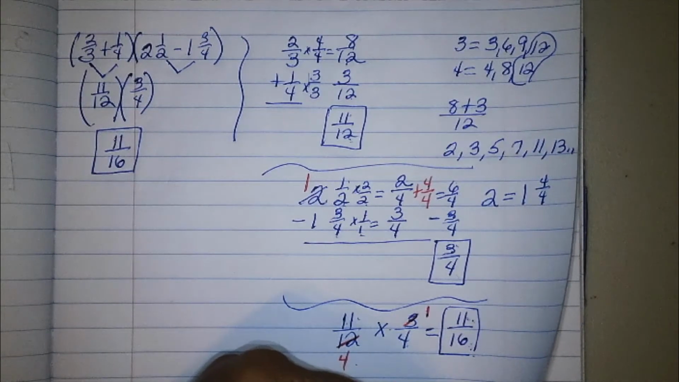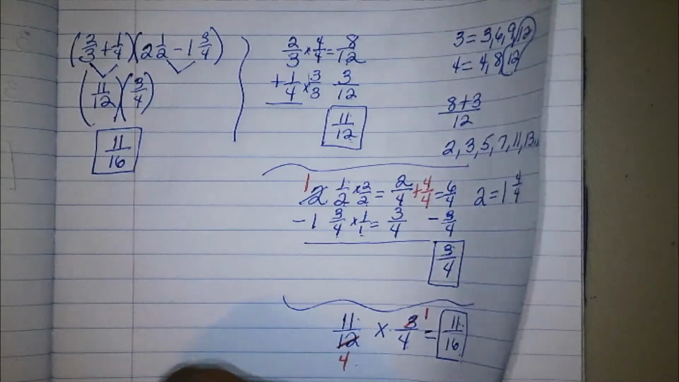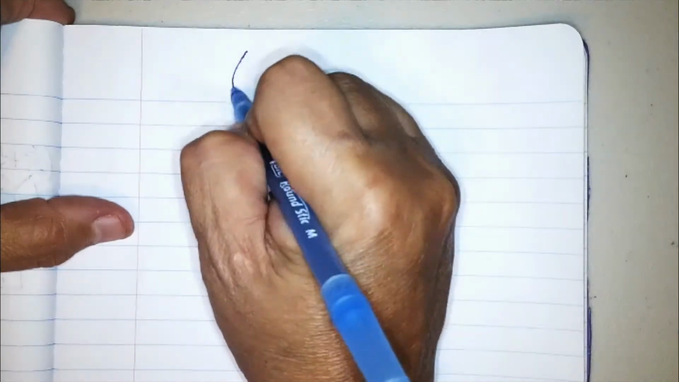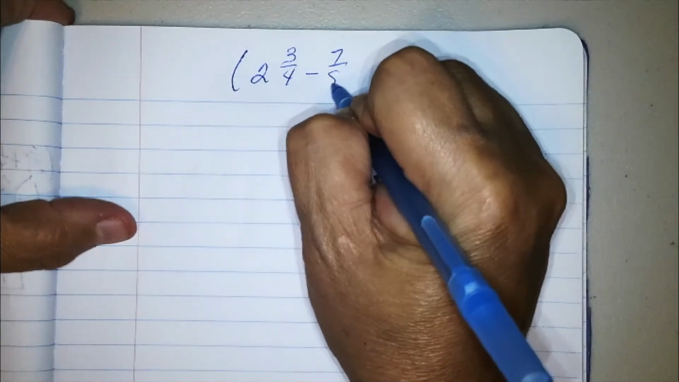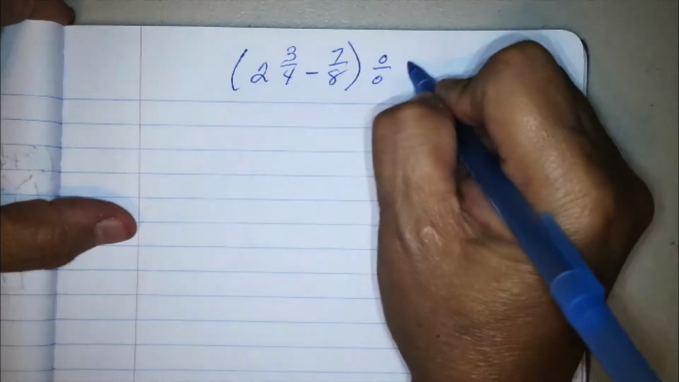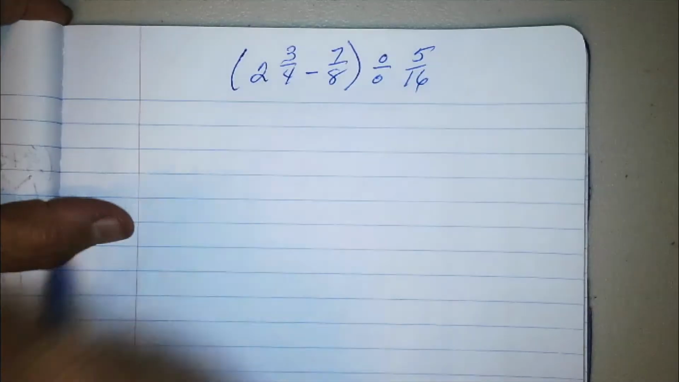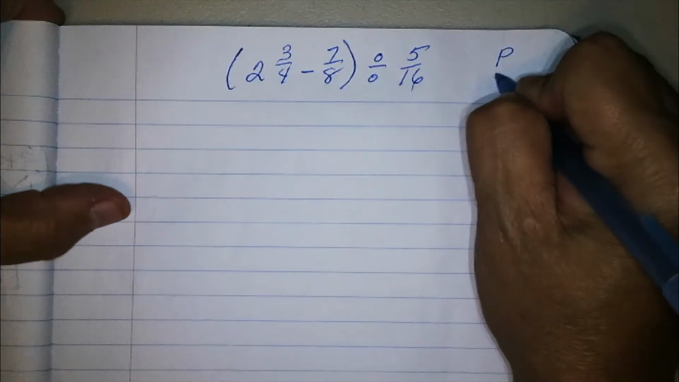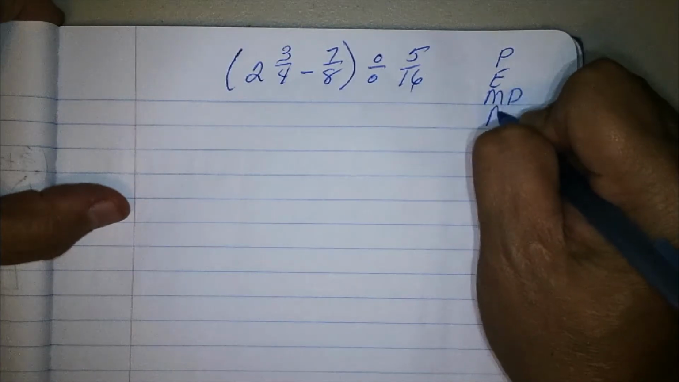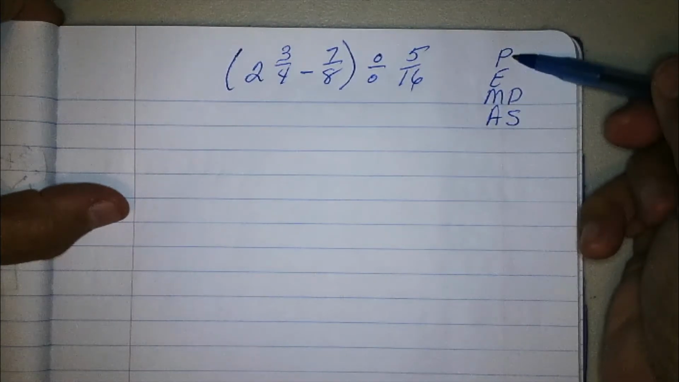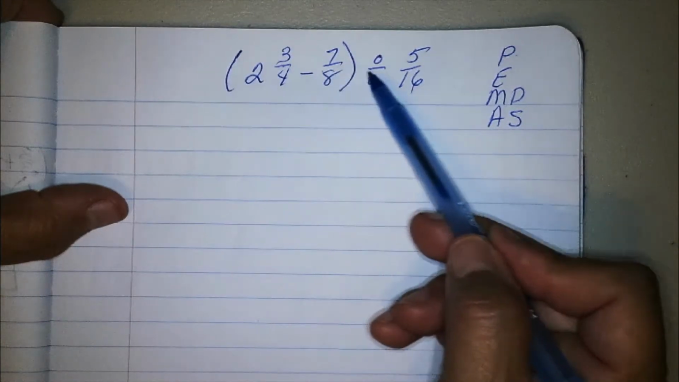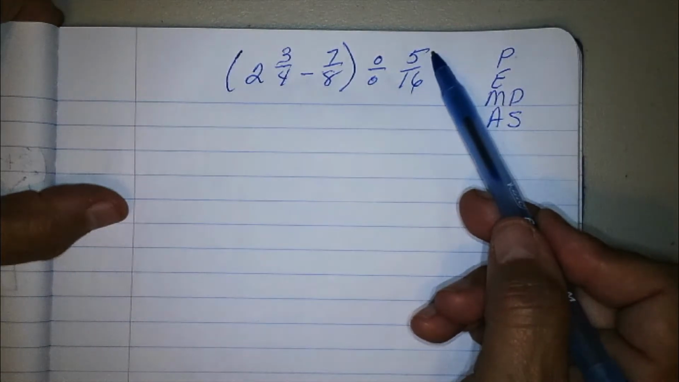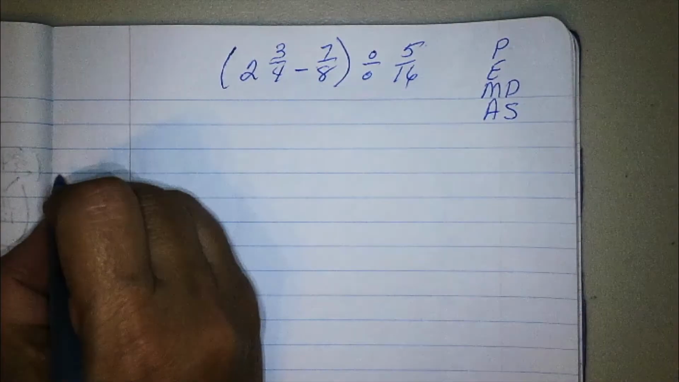Let's look at one more problem. So let's look at 2 3/4 minus 7/8, all divided by 5/16. Now, remember our order of operations. We're going to do inside our parentheses first. When we're finished, we're going to divide by 5/16. So let's begin the problem.